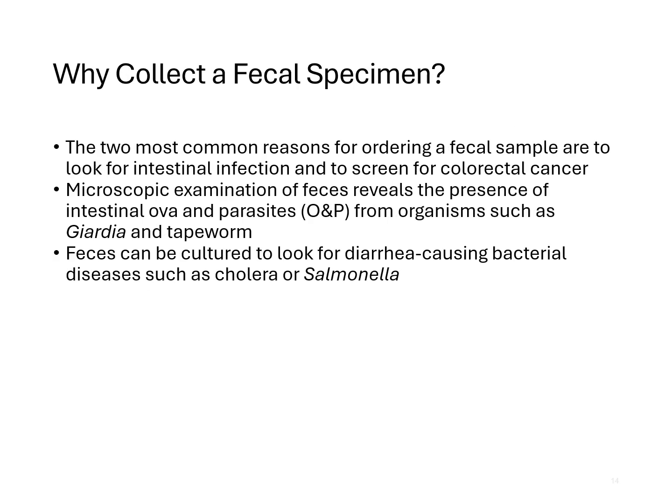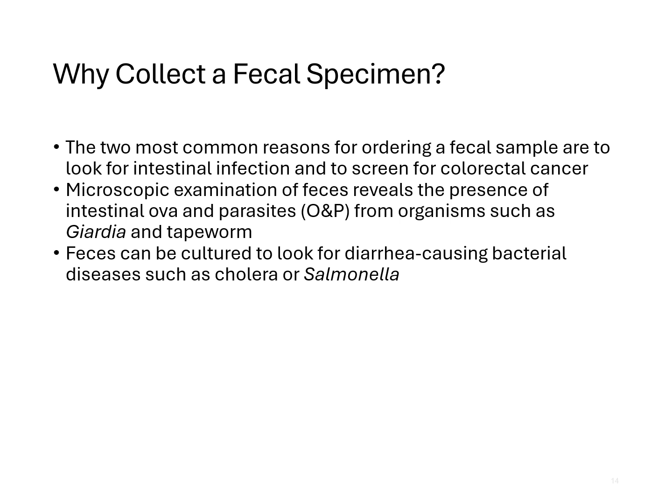All right, another type of sample that we may get is a fecal or a stool or poop specimen. The two most common reasons for ordering a fecal sample are to look for intestinal infections and to screen for colorectal cancer. Microscopic examination of feces can reveal the presence of intestinal ova and parasites, also known as an O and P, from organisms such as Giardia and tapeworms. So those parasites in the body, we can actually check in the stool to see if they're there.